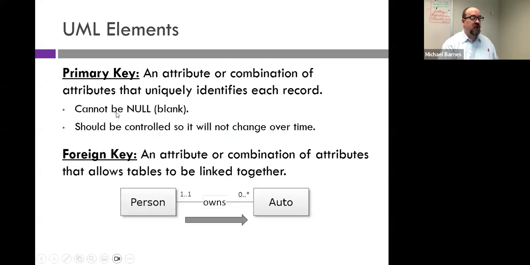All right. So something important to note about a primary key is it cannot be blank. That really defeats the purpose of it. If it's blank, it can't be a unique identifier. It should be controlled so it doesn't change over time. So usually when we're talking about something like banner ID, it needs to be sufficiently large that if the population increases over time, they can adapt to that population increase.